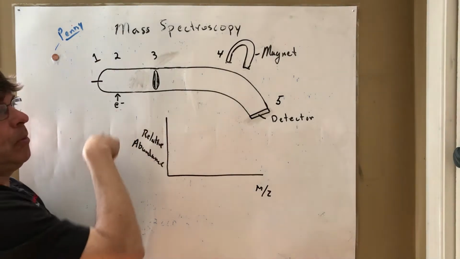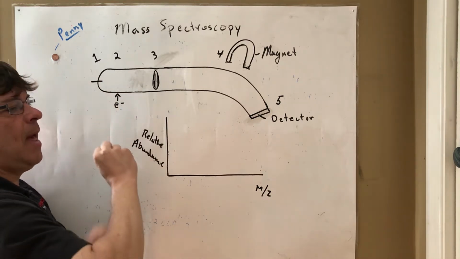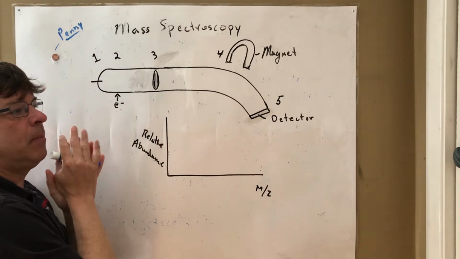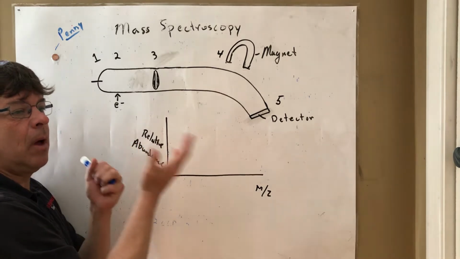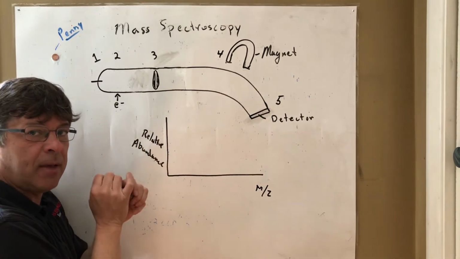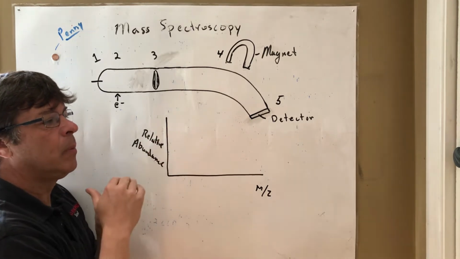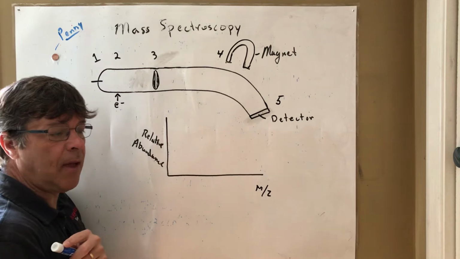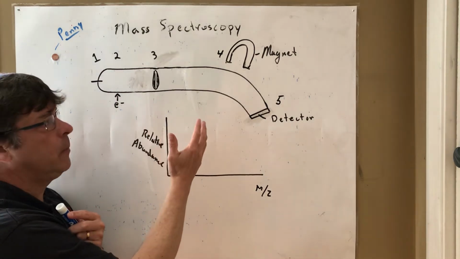So there's a cathode ray tube set up here. There's electrons flowing, and they'll knock an electron out of a copper atom and make it have a positive charge. Okay, and we're going to assume that only one electron gets knocked out. So all the ions that are formed here will be +1.